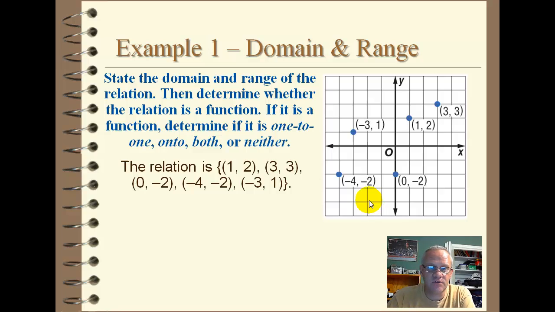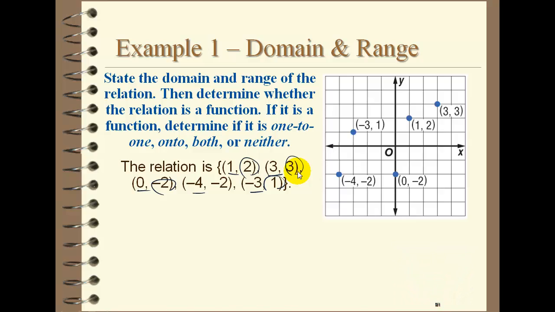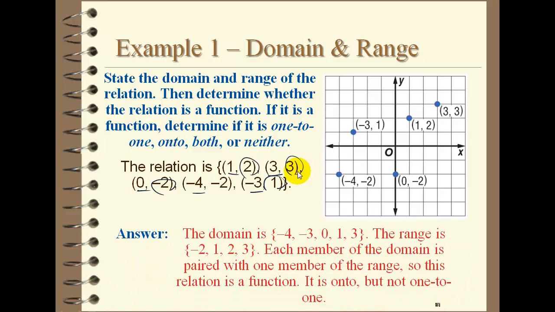Let's look at the domain first. What's the domain going to be? If we look at this, we have 1, 3, 0, negative 4, negative 3. We can write all of those because there's no overlapping. And then in the range, we've got 2, 3, negative 2. Oh, negative 2 came up again, I won't write it again. And 1. So here's what you've got. Negative 4, negative 3, 0, 1, and 3 for your domain. The range is negative 2, 1, 2, and 3. So that's your domain and range.